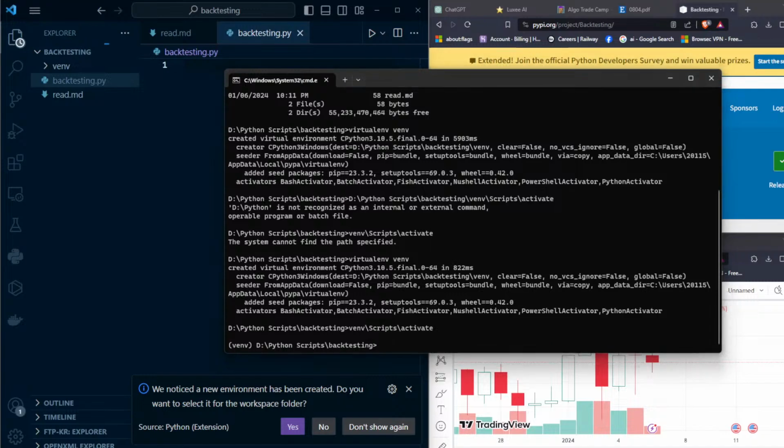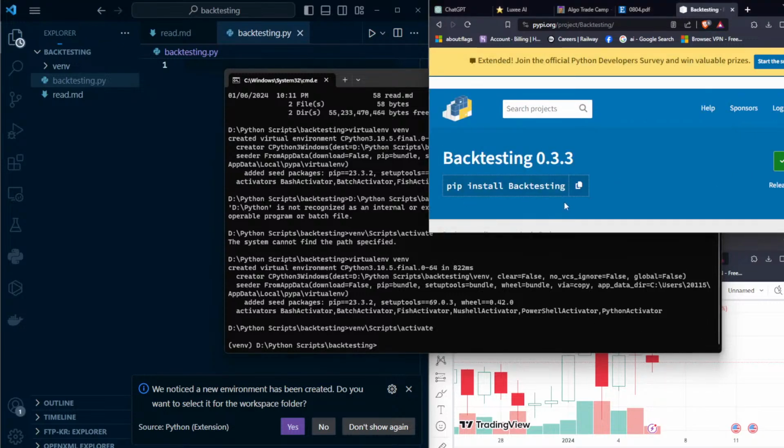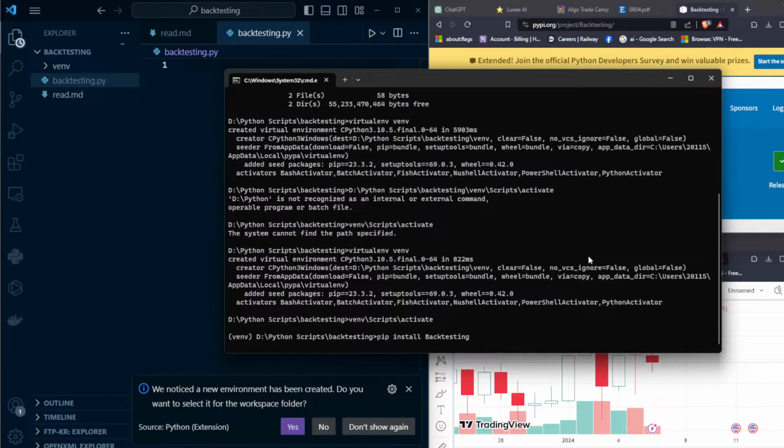So the first thing we will pretty much need to use is backtesting. And this is explaining to you how you could install it. You just copy this command right here. It's going to get installed.